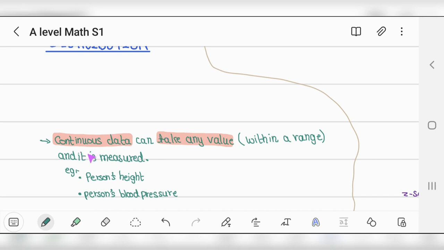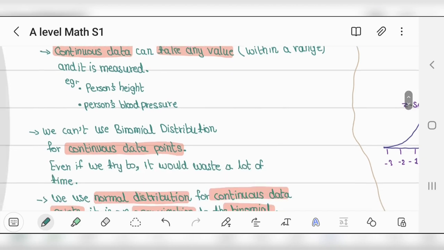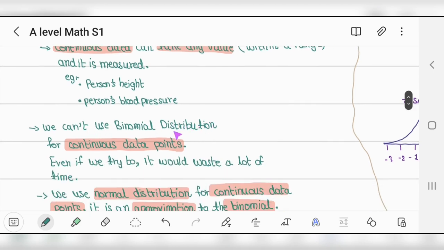This is for continuous data, like a person's height, a person's blood pressure, time, years, something which is continuous, and you need to make an estimate of it, right? So whenever you try to make an estimation, whenever there's continuous data, then you will choose normal distribution. Continuous data can take any value within a range, and it is measured. We cannot use binomial distribution for continuous data points.